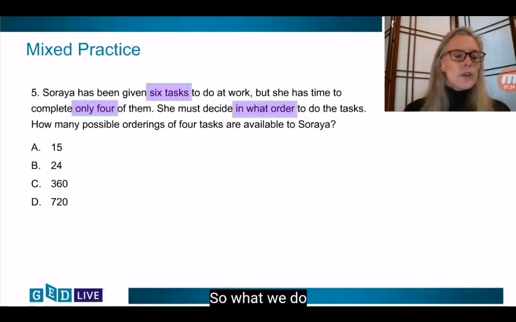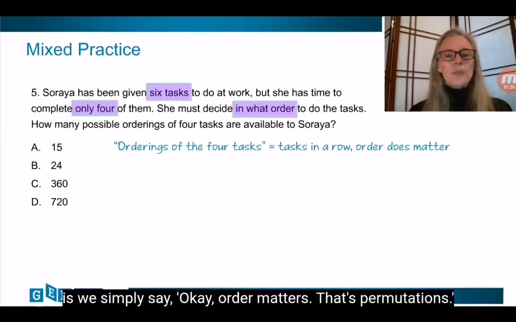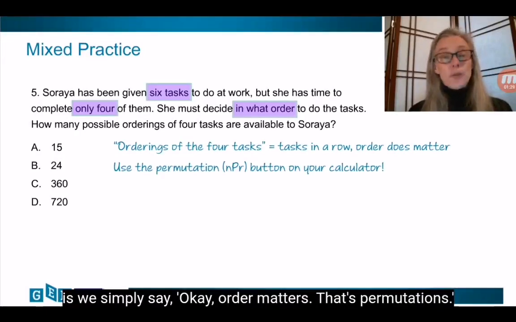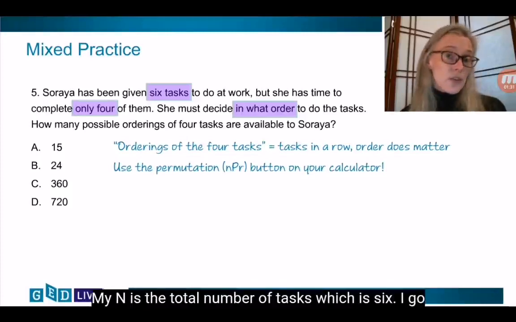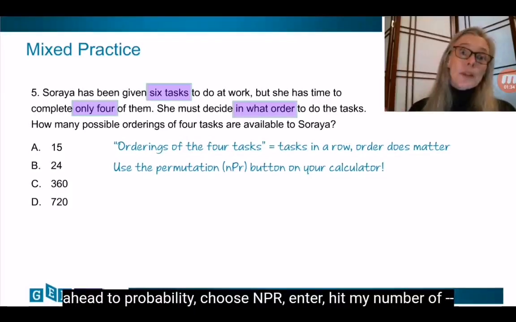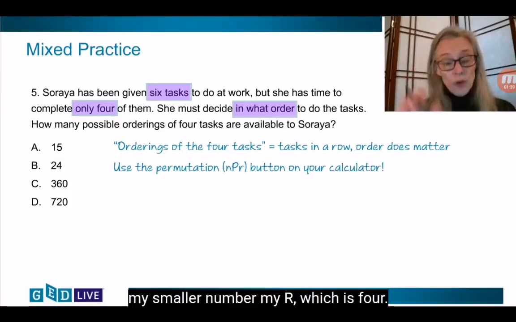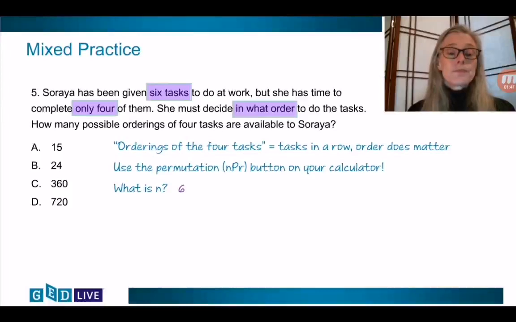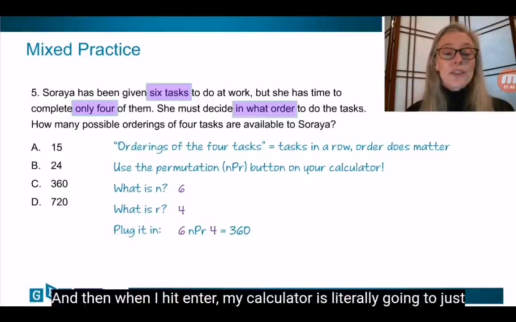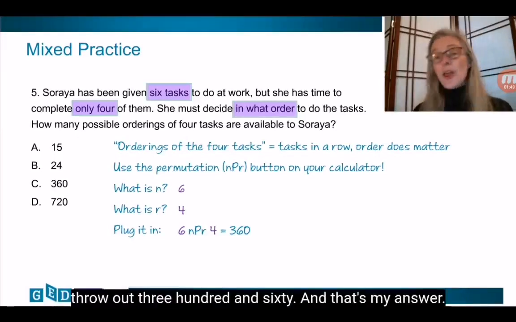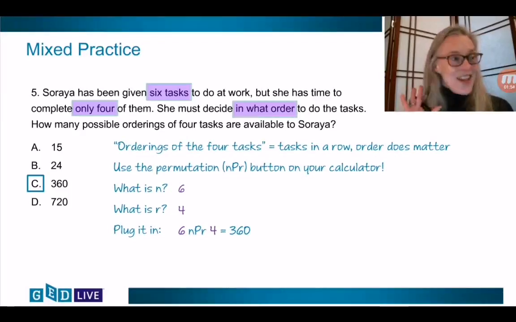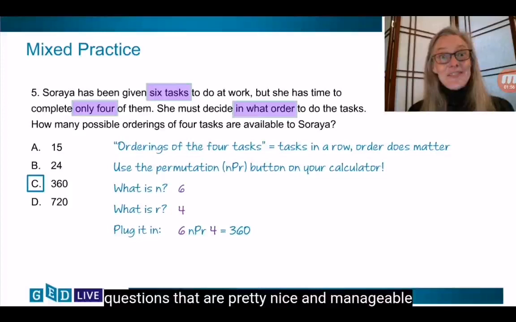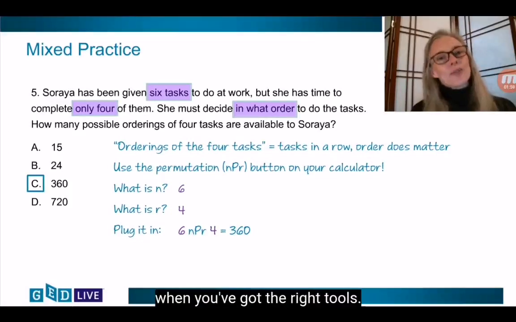So what we do is we simply say, okay, order matters, that's permutations. My n is the total number of tasks, which is 6. I go ahead to probability, choose nPr, enter, hit my smaller number, my r, which is 4. And then when I hit enter, my calculator is literally going to just throw out 360, and that's my answer. Again, questions that are pretty nice and manageable when you've got the right tools.